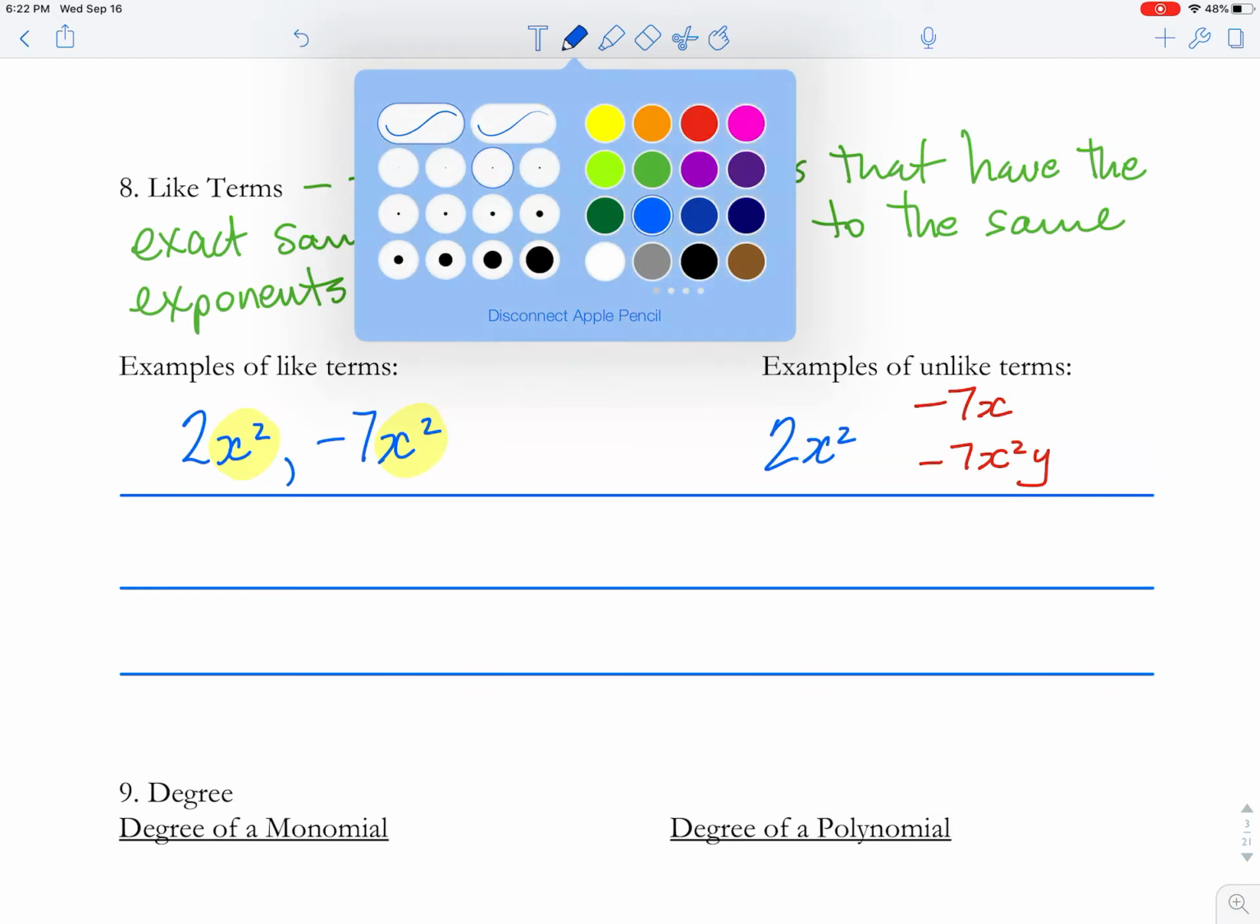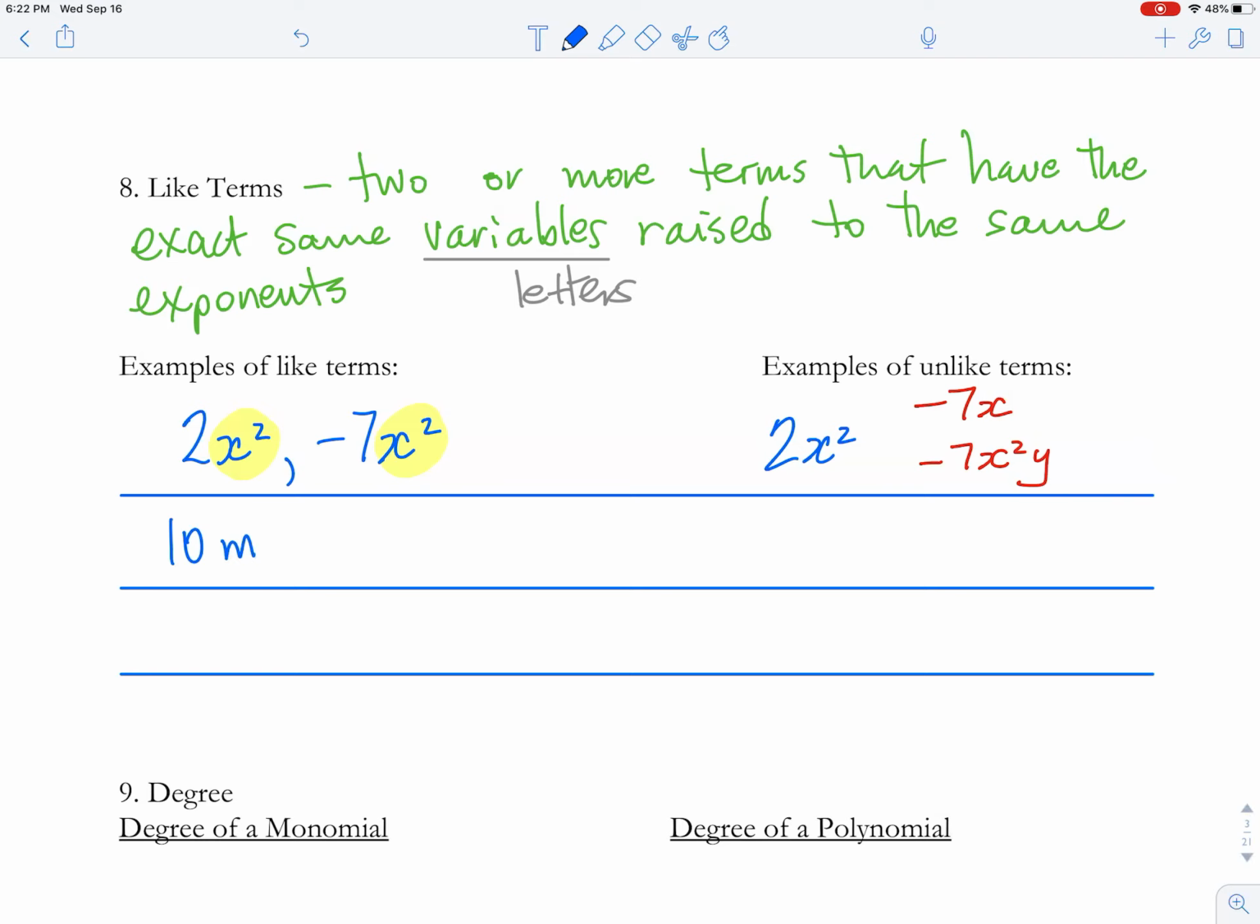Another example of like term could be 10mk, and then anything else, as long as it has an mk, it doesn't matter what the number out front is, because the exponents are the exact same. But some examples of something that isn't a like term. If I had 10k, doesn't matter, no m. 10m, not alike because it doesn't have the k. If I had 10mk squared, no way. Or if I had 10jk, none of those are like terms.